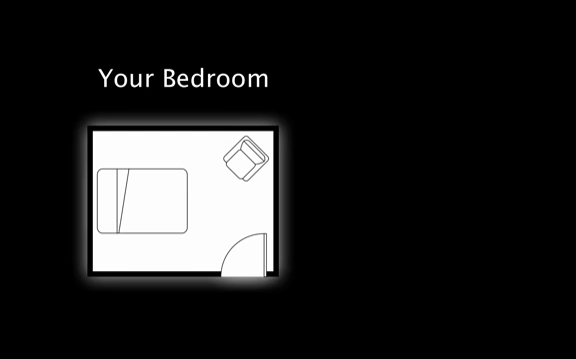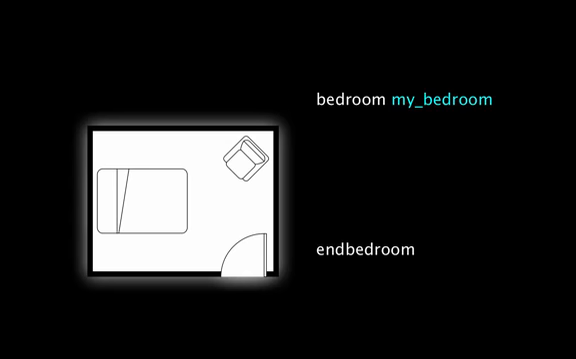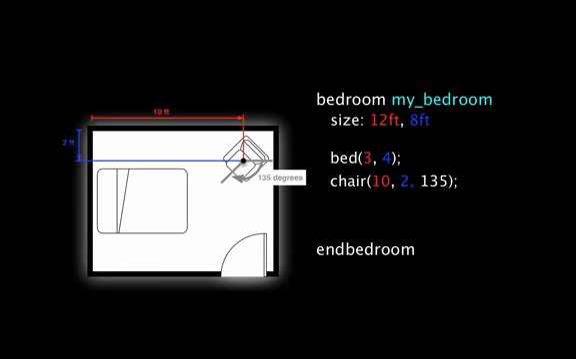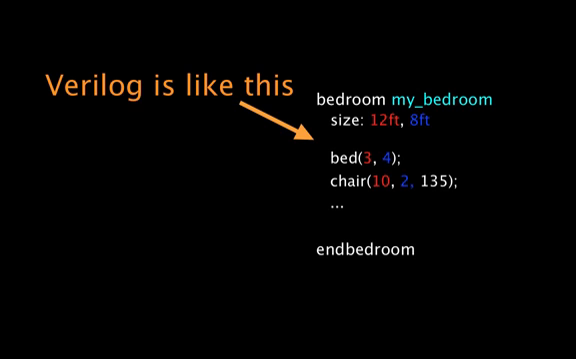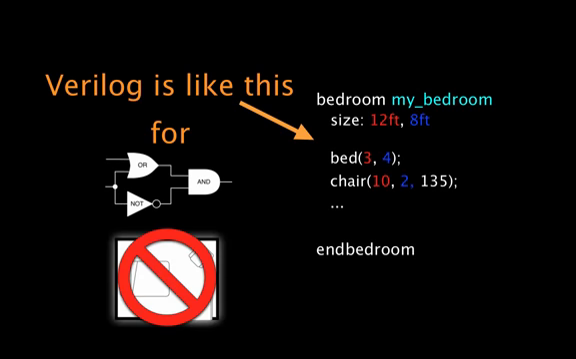Imagine that you wanted to describe how your bedroom is organized to a friend over the phone. You could come up with a bedroom description language that could describe the size of your bedroom and the location and orientation of all the things inside your bedroom. This is very much like what Verilog is, except it describes circuits instead of bedrooms.